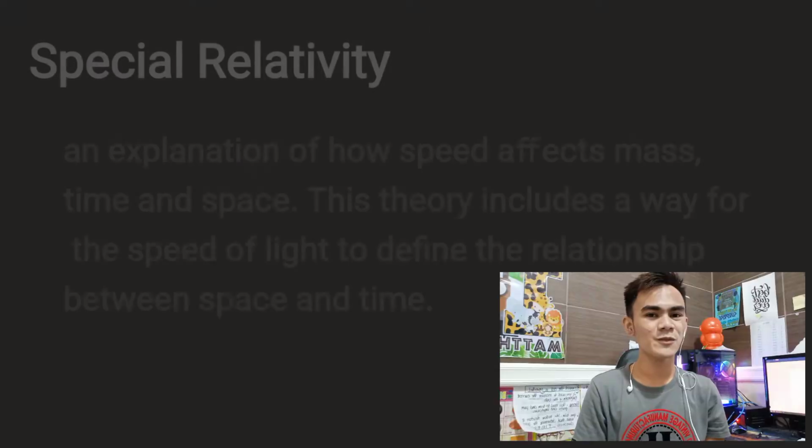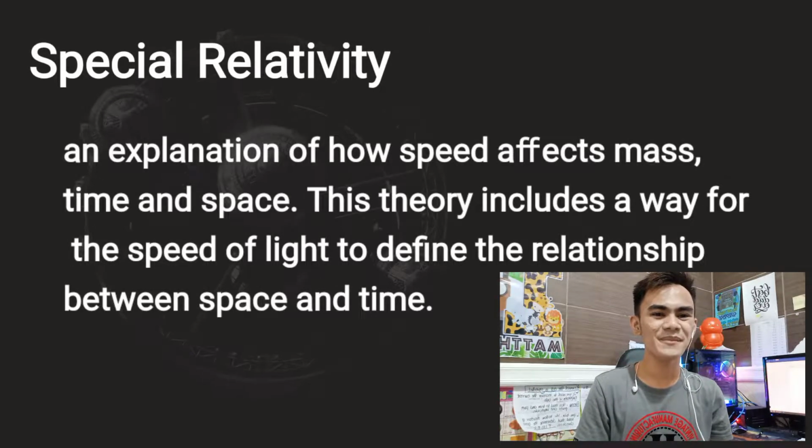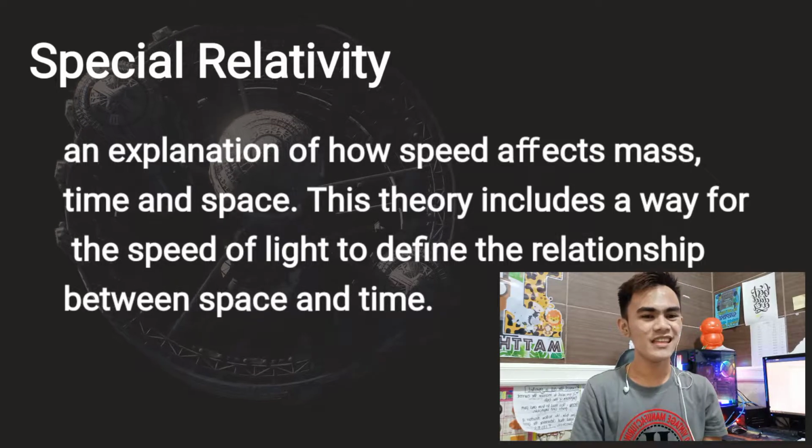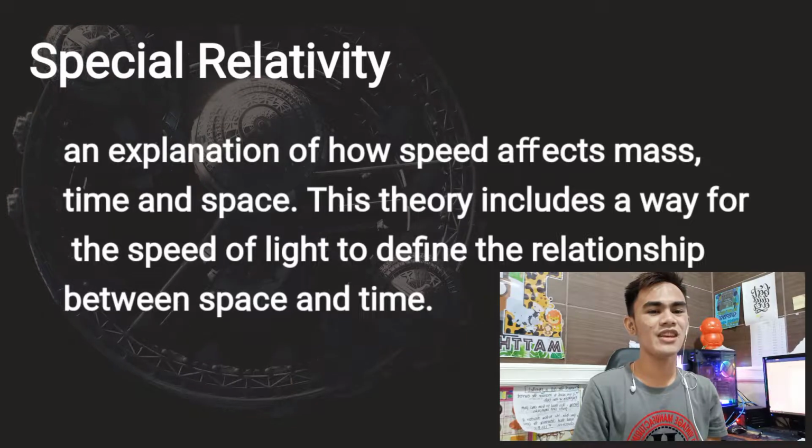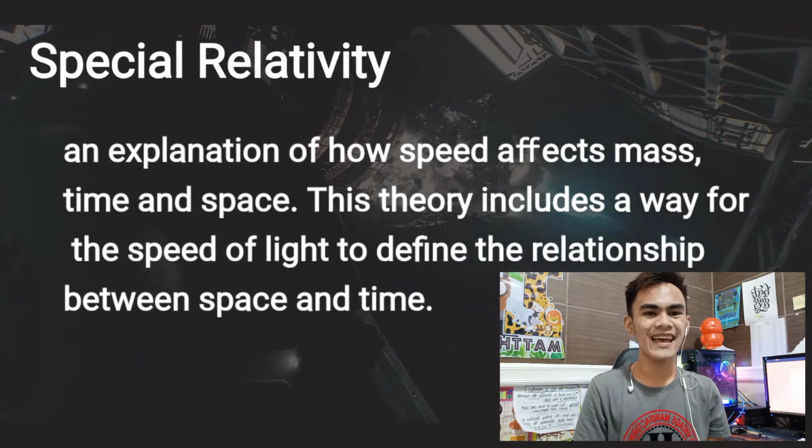Spatial relativity is an explanation of how speed affects mass, time, and space. This theory includes a way for the speed of light to define the relationship between space and time. Let's start with time dilation.